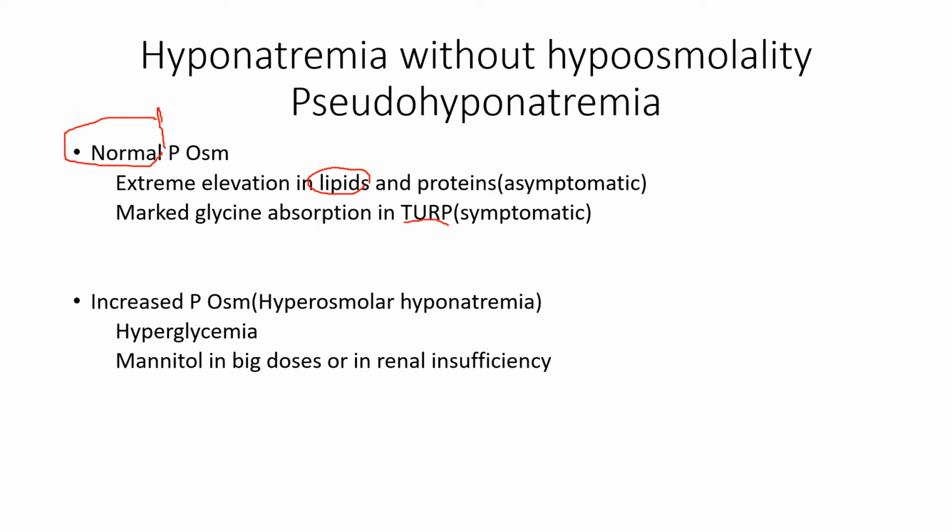تاني حالة ممكن عندنا hyponatremia لكن معاها increased plasma osmolality، and we get what's called hyperosmolar hyponatremia، ودي بنشوفها في حالتين: يا اما الهايبرجلايسيميا، يا اما mannitol in big doses and in renal insufficiency, because mannitol in the usual doses usually produces hypernatremia secondary to more water loss than solute.